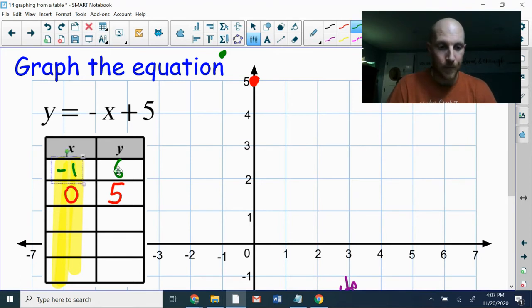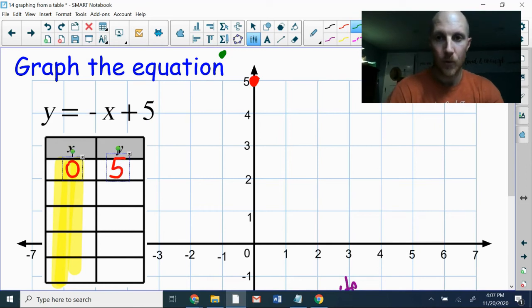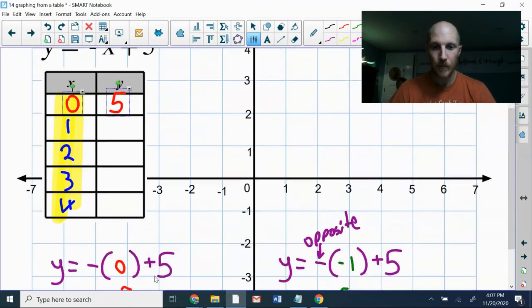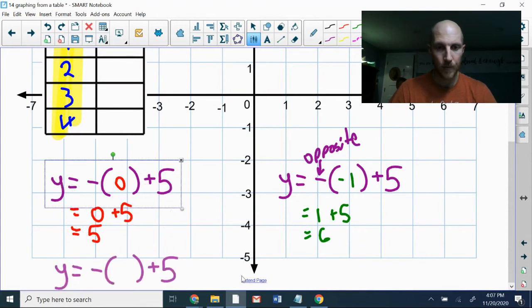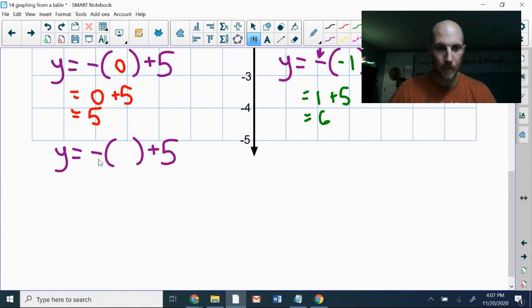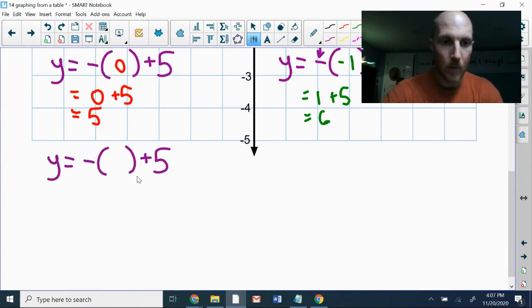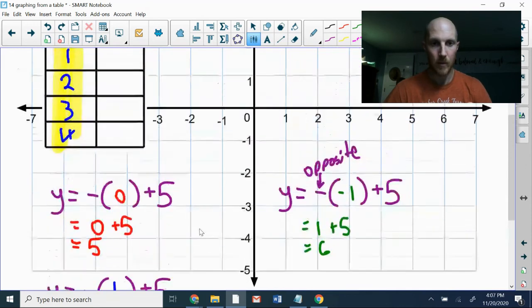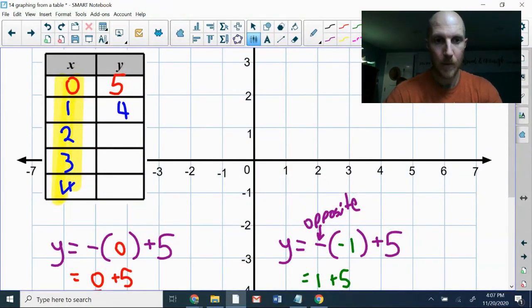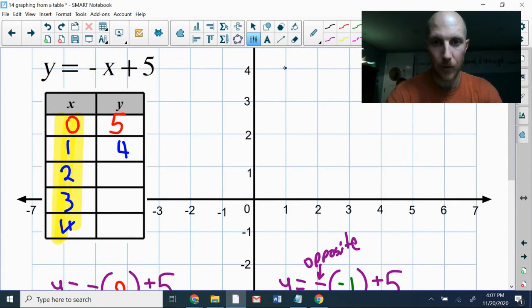So I slide these numbers up, and let's just go the other direction. I go to +1, and then I'll just do 2, 3, and 4. Okay, 1 first. So that'll be -1, and then I have to add 5. That gives me 4. 1, 4. I can put that on the graph. It is right here.